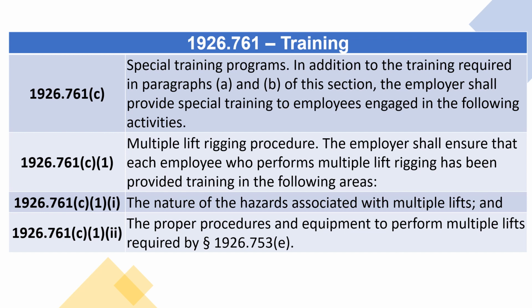1926.761 C. Special training programs. In addition to the training required in paragraphs A and B of this section, the employer shall provide special training to employees engaged in the following activities. 1926.761 C1. Multiple lift rigging procedure. The employer shall ensure that each employee who performs multiple lift rigging has been provided training in the following areas. C1 1 through C1 2. The nature of the hazards associated with multiple lifts, and the proper procedures and equipment to perform multiple lifts required by Section 1926.753 E.